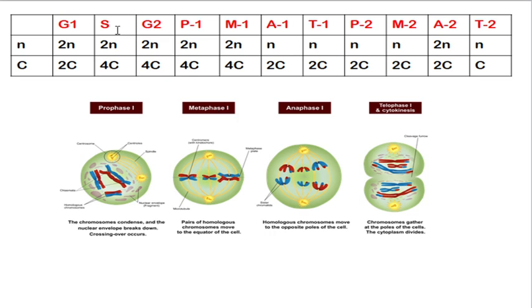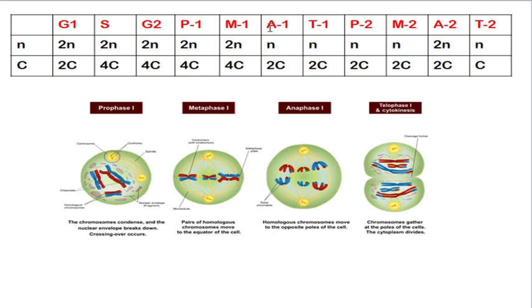Same for meiosis, I had given. In meiosis, the G1 phase will be 2n, that is 2 chromosomes will be present, and the DNA content is 2C. In synthesis phase, the number of chromosomes remains the same, but the DNA content will be double, that is 4C. G2 phase also remains the same, and prophase 1 of meiosis 1 and metaphase 1 of meiosis 1 are also the same. But what happens in anaphase 1?